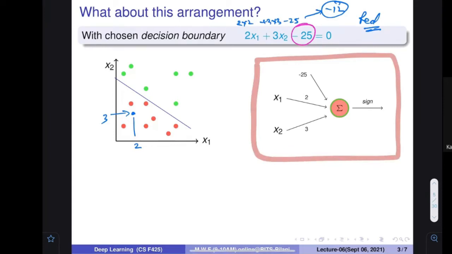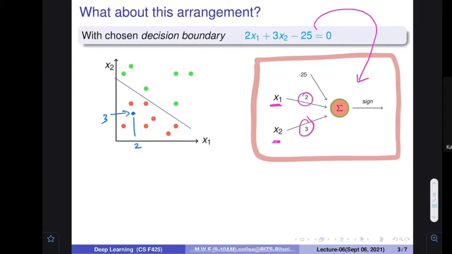Instead of writing this expression, I am going to represent this equation with respect to a diagram. If you give me any item, I can find out the value of x1 and the value of x2. 2 and 3 are multiplied, minus 25 is subtracted. I find the summation, and then I see what the sign is. Based on the sign, I can say whether it is positive or negative, 0 or 1, or green and red.